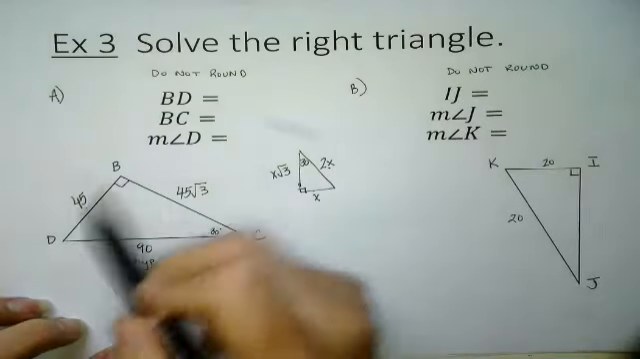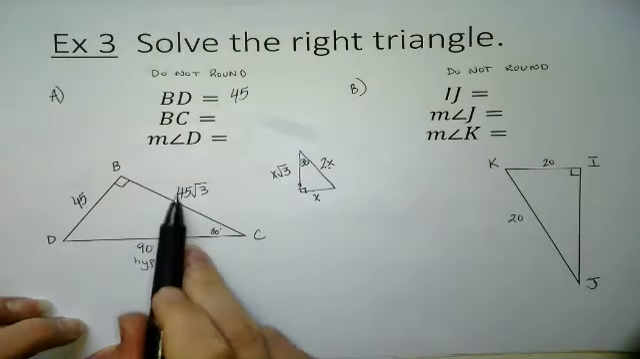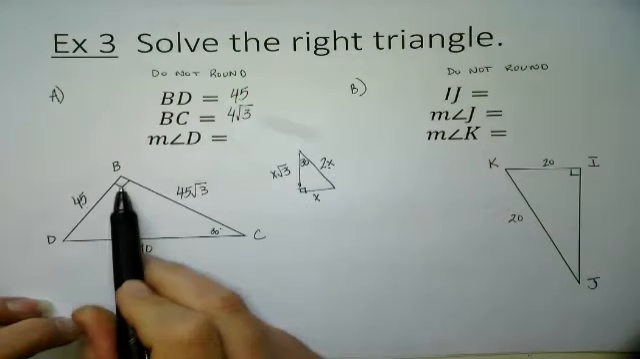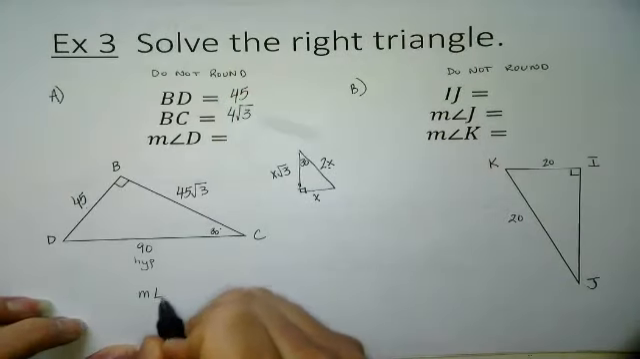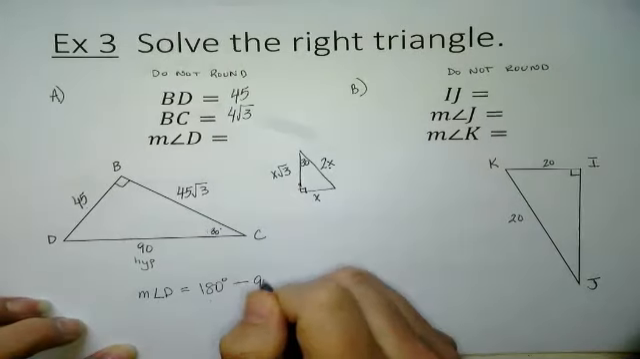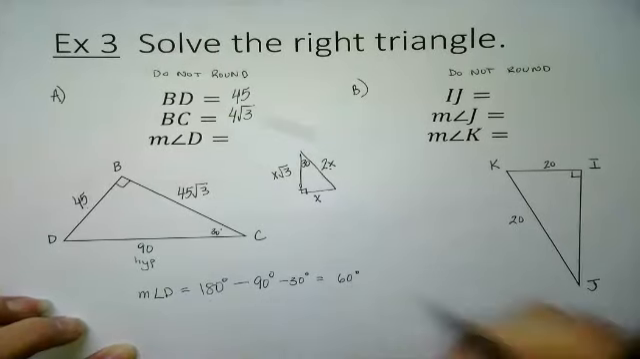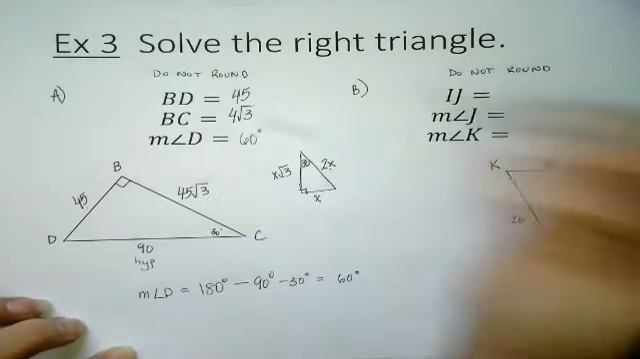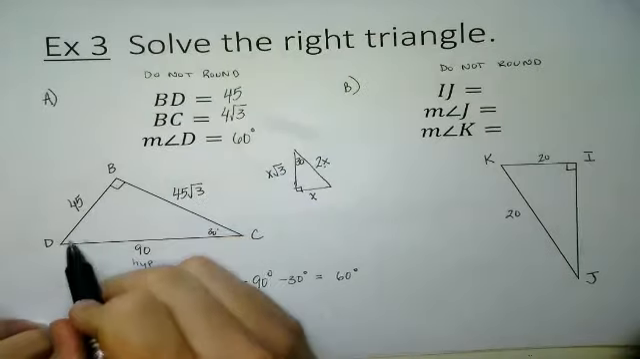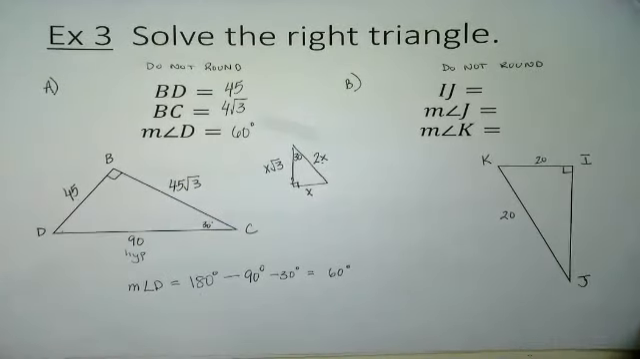All right, so that says BD is 45. BC is 45 radical 3. And the measure of angle D, well, that's easy to find. We know that a triangle has 180 degrees. We're going to subtract our 90-degree angle, and we're going to subtract our 30-degree angle, which means it must be 60, which you probably already knew anyway, because it's a 30-60-90, obviously. 30, 90 must be 60. All right, let's look. Oh, oops, that can't be right.